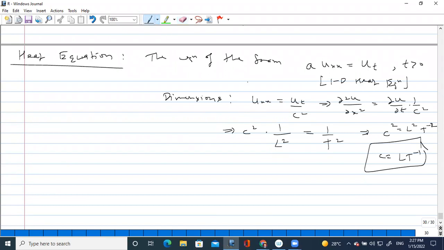So here the dimension of A, it will become UT by A. Leave it.